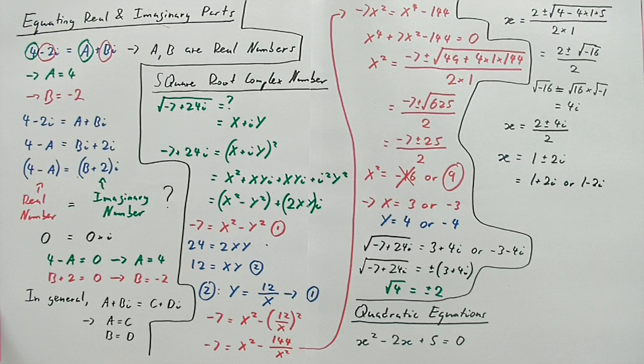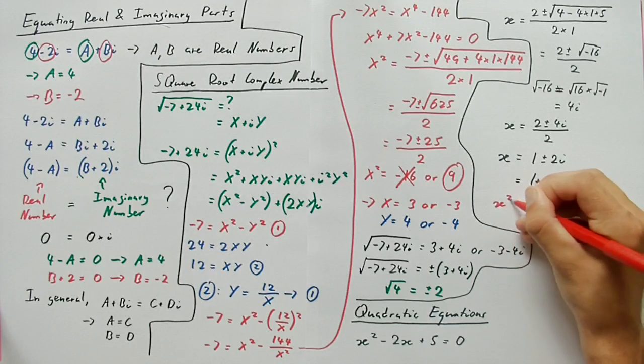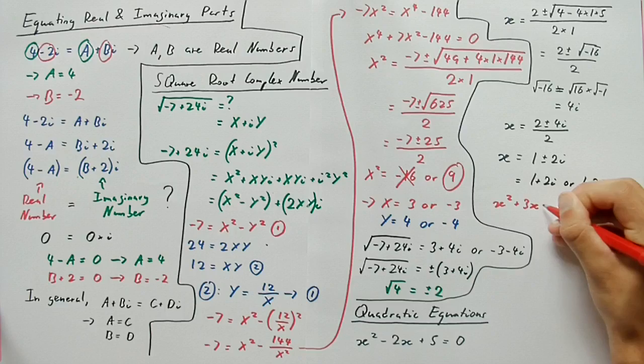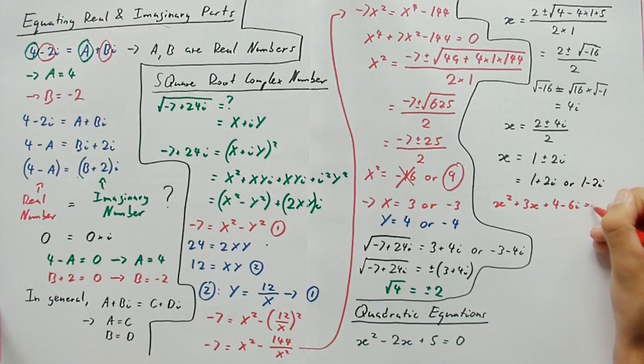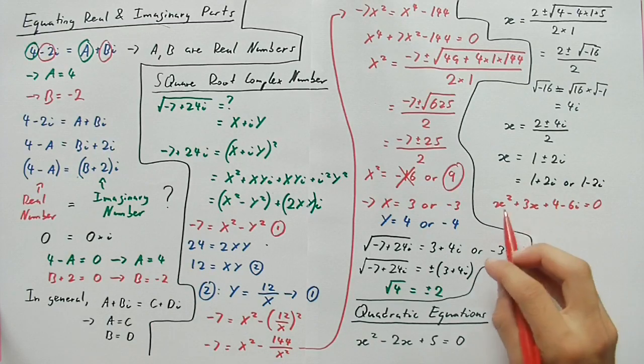Awesome! Now we can solve simple quadratic equations like these. But what if we want to take on a harder one? Let's try x squared plus 3x plus 4 minus 6i is equal to 0. So here we've got complex numbers in the equation itself.